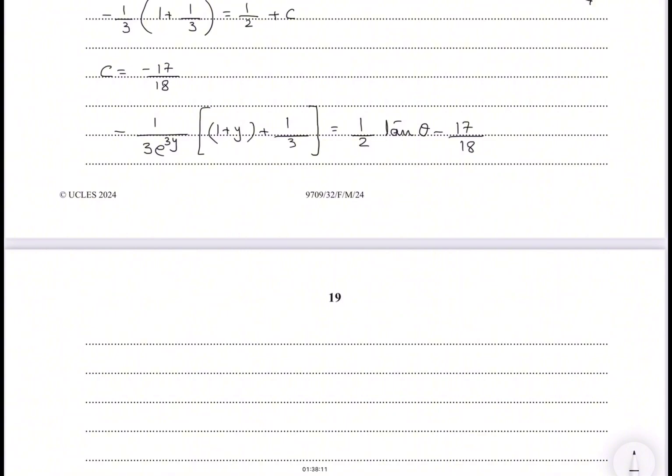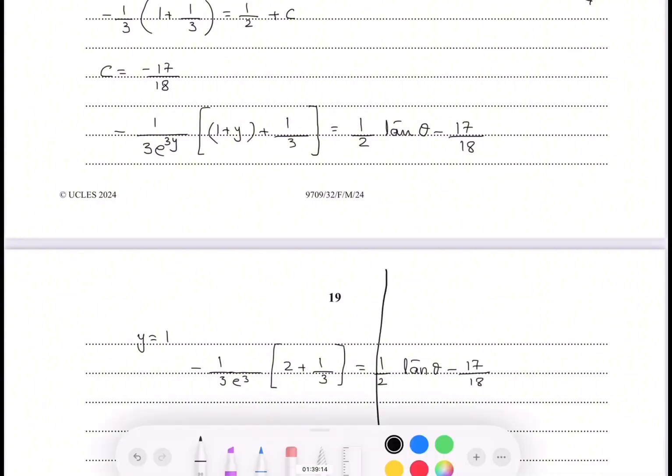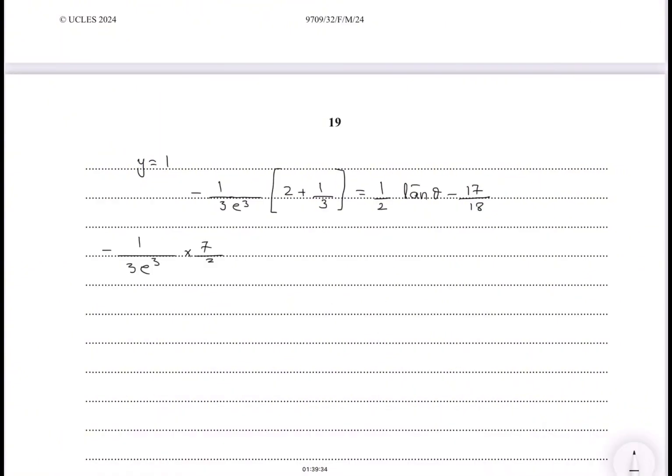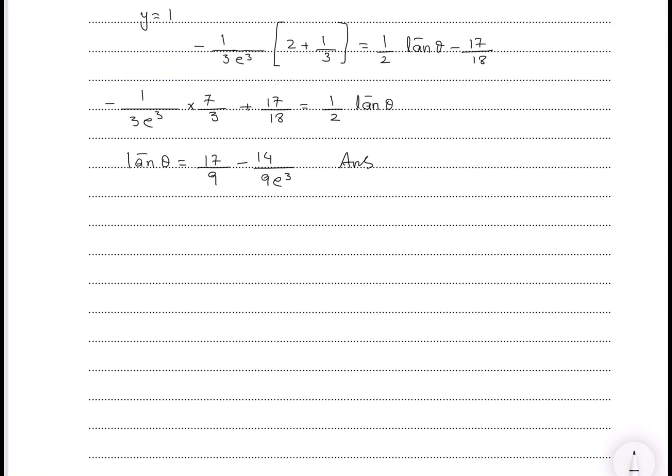Now from here, y equals 1. You put 1 wherever you see y. So it becomes like this, simplified. So your tan theta would be equal to 17 over 9 minus 14 over 9 e power 3. This would be your exact answer.